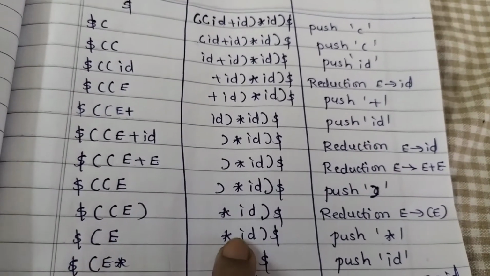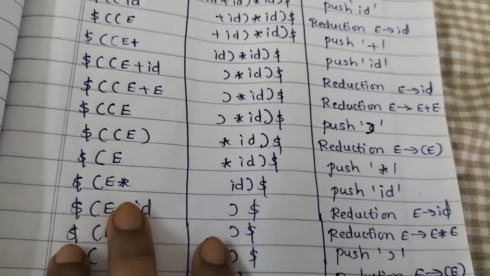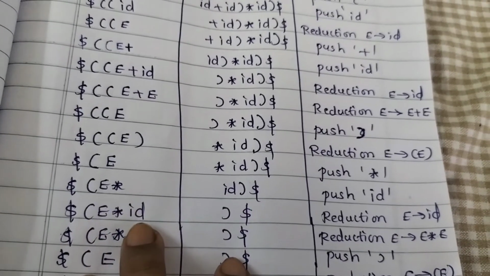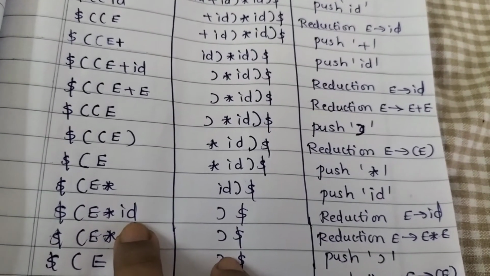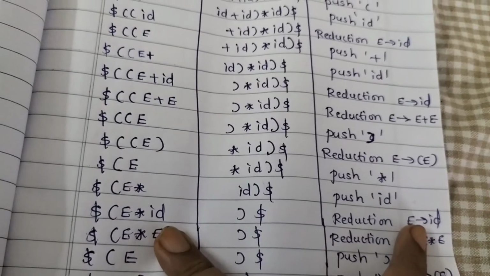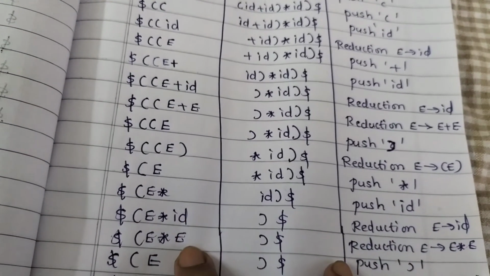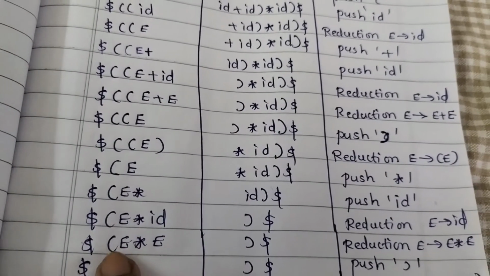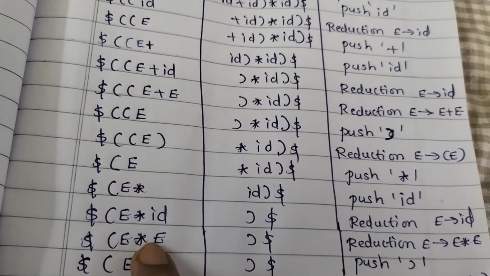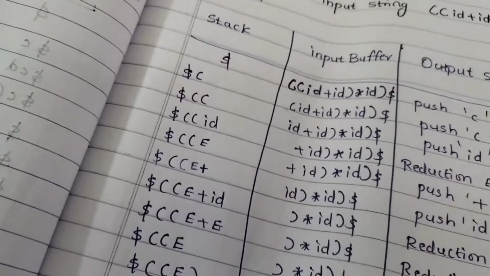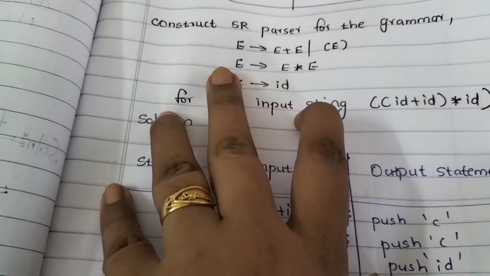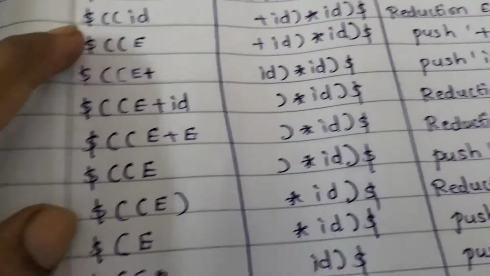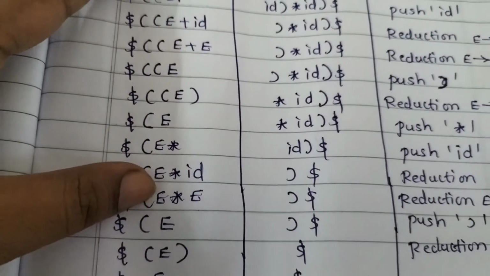Then you are simply pushing star to the stack. Again you are pushing ID to the stack. At this point you give the reduction E tends to ID, changing ID to E. At this point we have E star E. Again there is a reduction: E star E, you are giving the reduction E, so you are changing it to E.